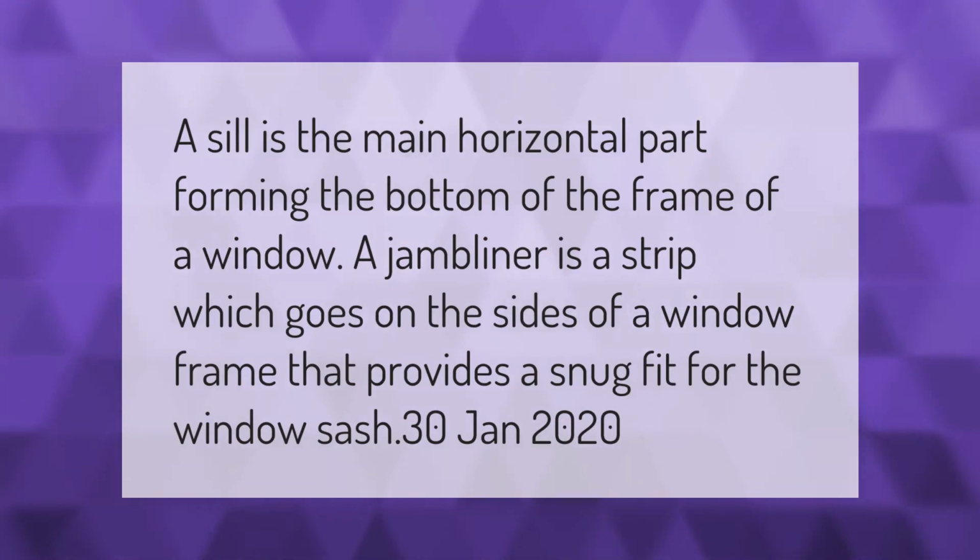A sill is the main horizontal part forming the bottom of the frame of a window. A jambliner is a strip which goes on the sides of a window frame that provides a snug fit for the window sash.